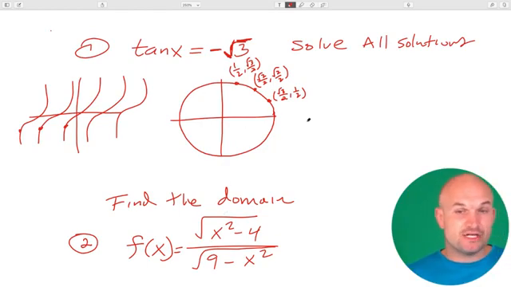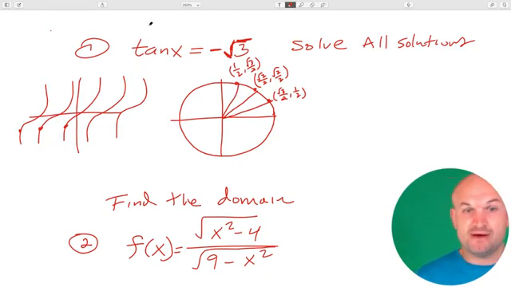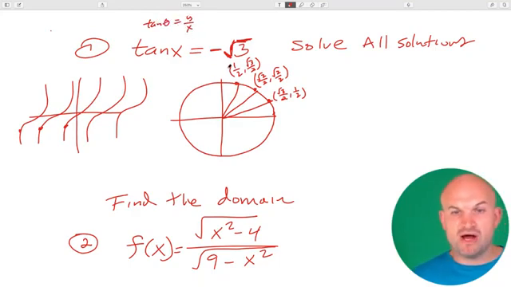Now the next thing is we need to understand, well, what exactly is tangent representing? Tangent is representing the y-coordinate over the x-coordinate. So out of all 3 of these angles, forget about the negative for a second. Let's just figure out which of these angles gives us the value square root of 3. Which of these, when we take the y-coordinate over the x-coordinate? Because remember, the tangent of any angle is y over x. So here's the y-coordinate and the x-coordinate, and we need to figure out which one is going to give us the square root of 3.